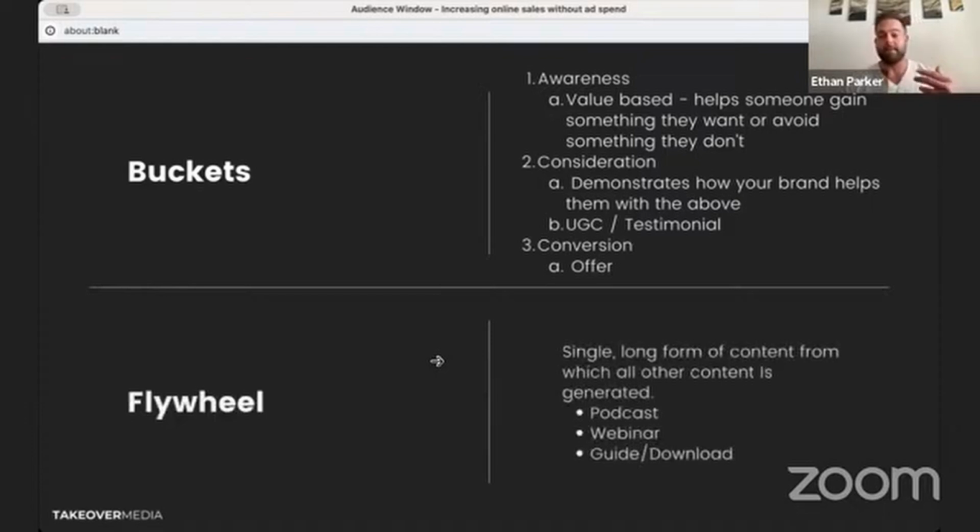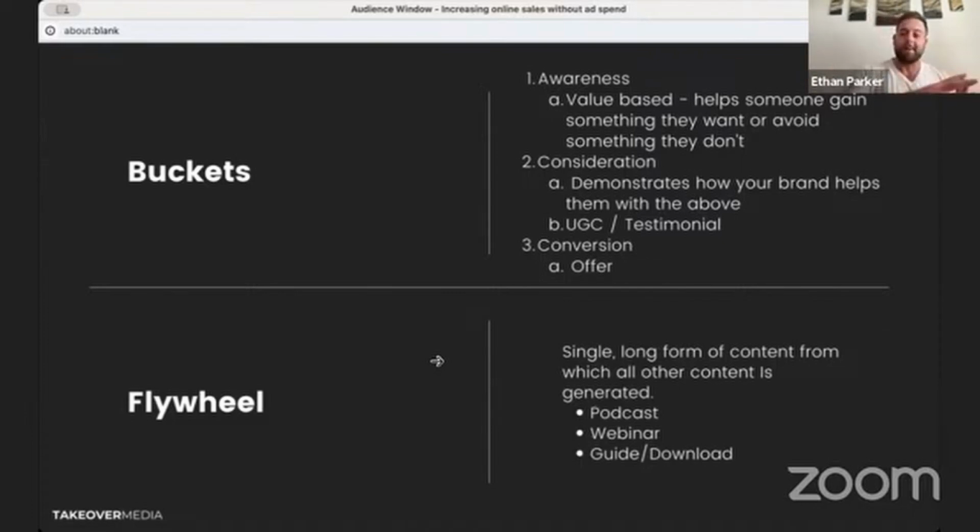So the simple answer here is you want one single long form of content from which all other content within that campaign is created. This is the most scalable way to do this, versus trying to think of, okay, I need 13 different pieces of content this week for these different platforms. Let me think about things. Or let me just make one that I put across all of them. This is easier than the former, better than the latter.